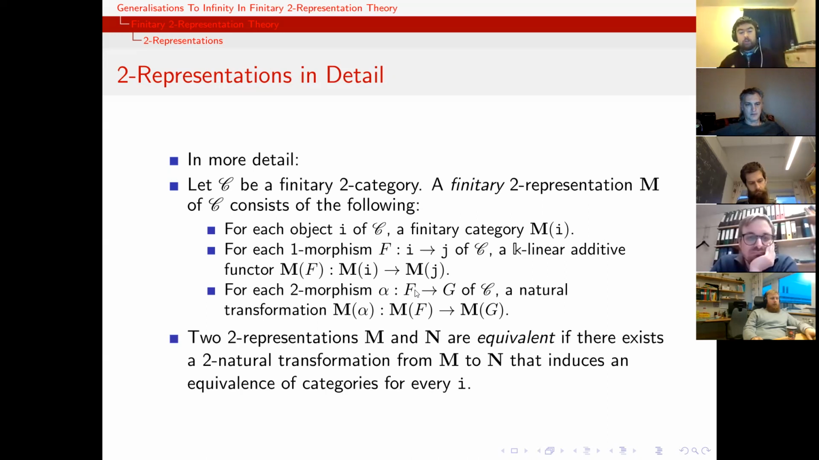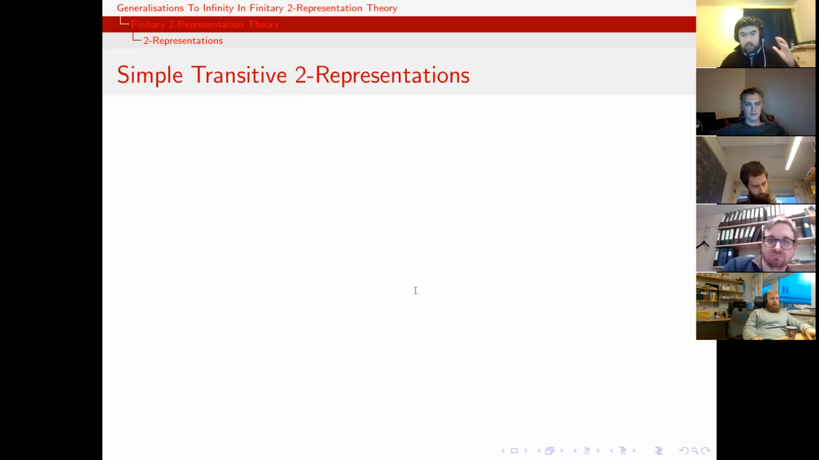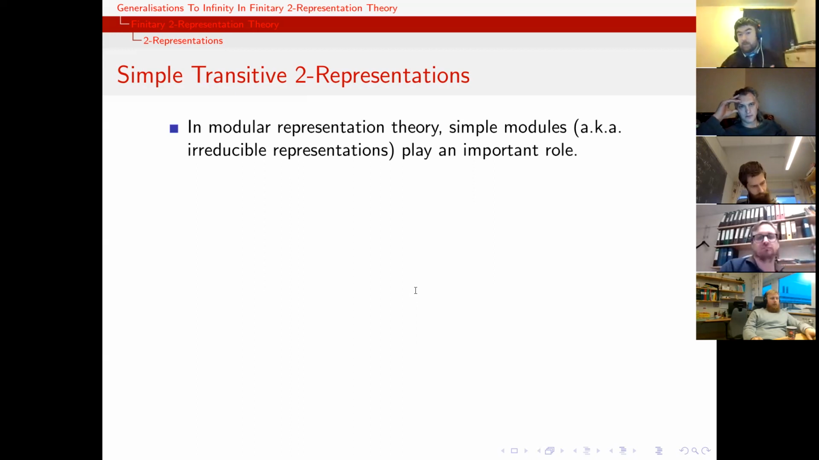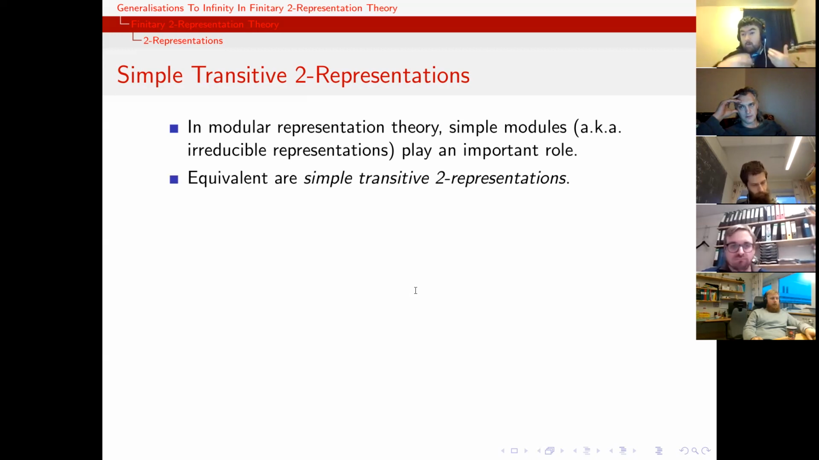And then two separate two-representations, M and N, are equivalent. I won't worry about the precise detail of this. Just be aware there is a concept of equivalence. It means there's a two-natural transformation between them that induces an equivalence on each component category. Don't worry if you don't know what a two-natural transformation is. The important point is that equivalence will be quite relevant to us going forth. So, in modular representation theory, simple modules or irreducible representations, if you look at them in that fashion, have an important role in the theory. So the question would be, what is our equivalent here? It turns out these are what are called simple transitive two-representations. However, their definition is a little complicated to get at, so it will take us a few slides.